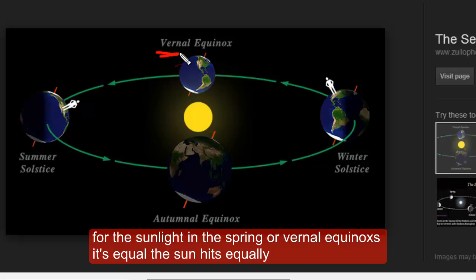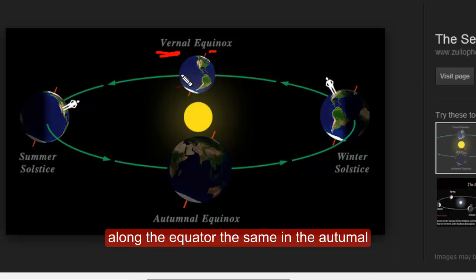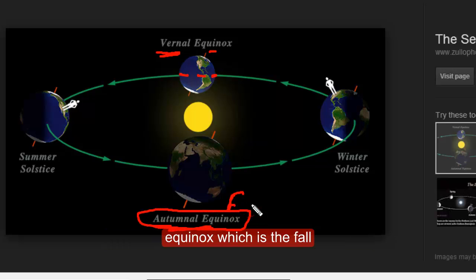In the spring or vernal equinox, it's equal. The sun hits equally along the equator. The same in the autumnal equinox, which is the fall.